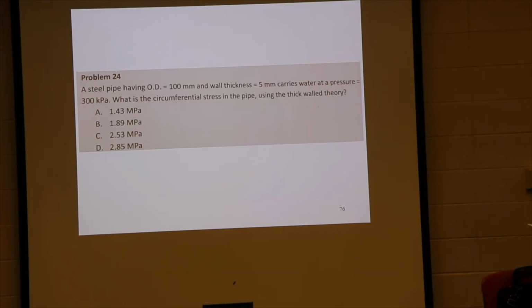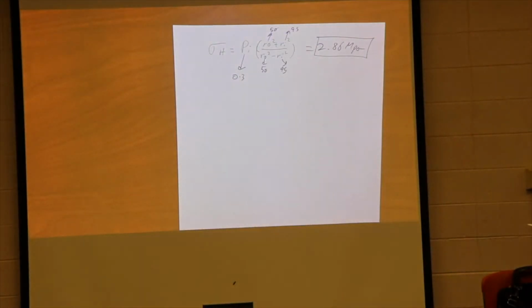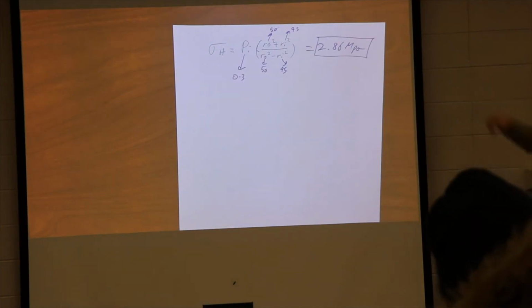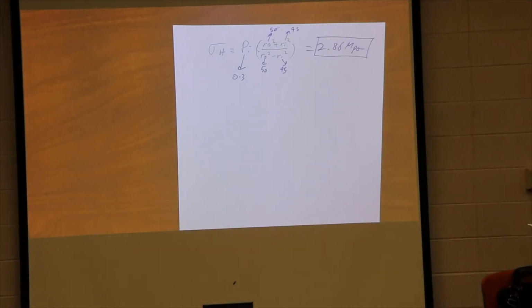Sigma hoop equals P internal, R outer squared plus R inner squared, over R outer squared minus R inner squared. You substitute and get 2.86. So the answer is still 2.85. And actually, the difference is 0.35% error. That's why no one uses this unless there is something really critical. So to some point they were telling you this is silly, but we just wanted to prove it to you. This wouldn't be the case in the exam. But I just found it worth mentioning.